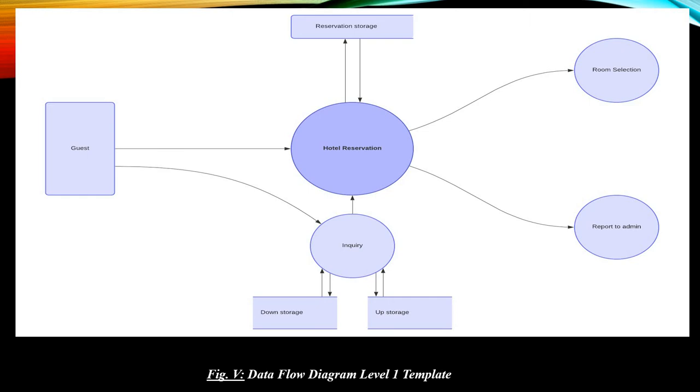The arrow here represents data flows. The square or rectangle represents the external entity. And you can see here the reservation storage, down storage, and up storage, they represent the data store.